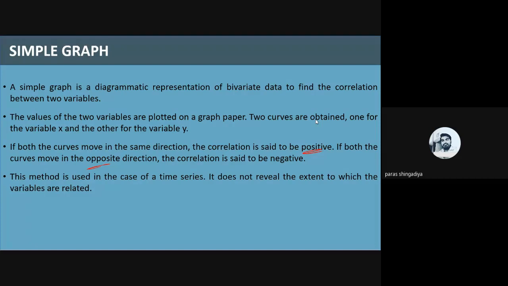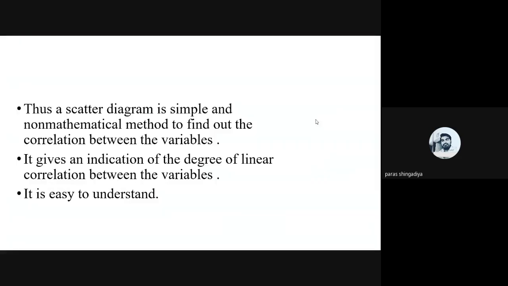It does not reveal the extent to which the variables are related. And the scatter diagram is a simple and non-mathematical method to find the correlation between the variables. It gives an indication of the degree of linear correlation between the variables, and it is easy to understand also.